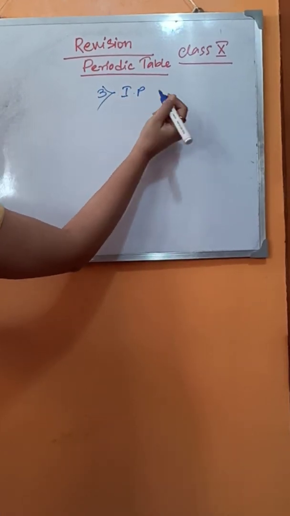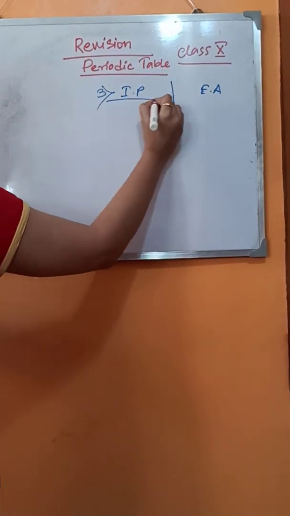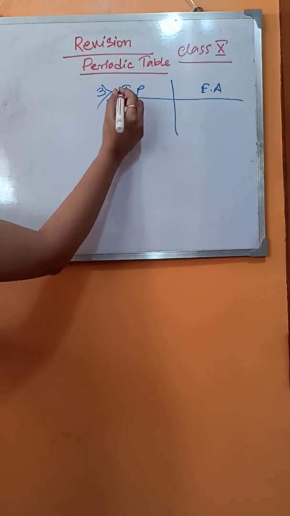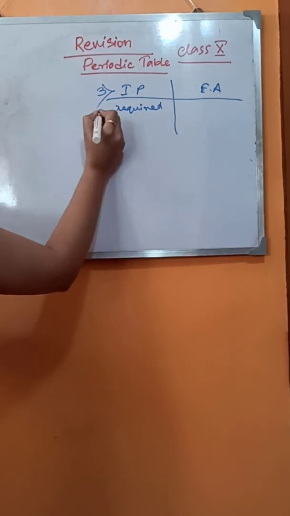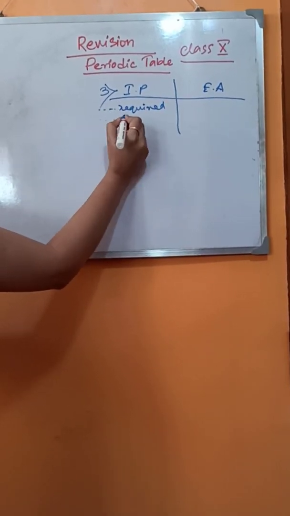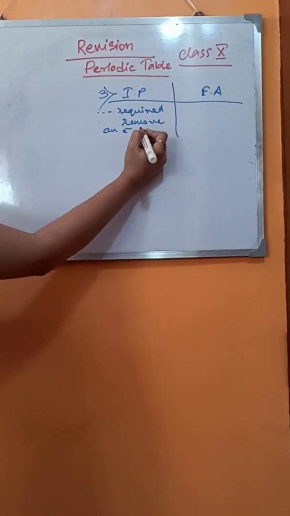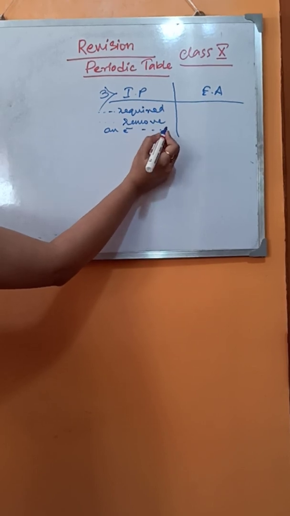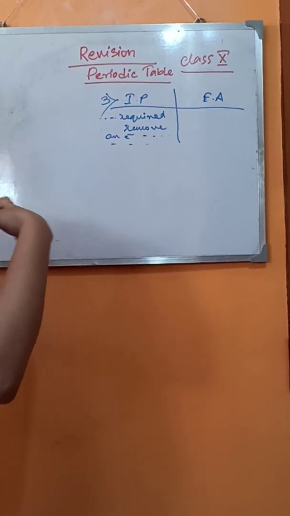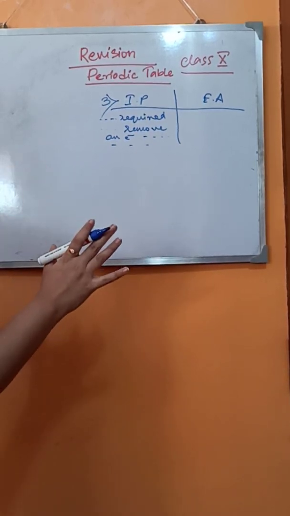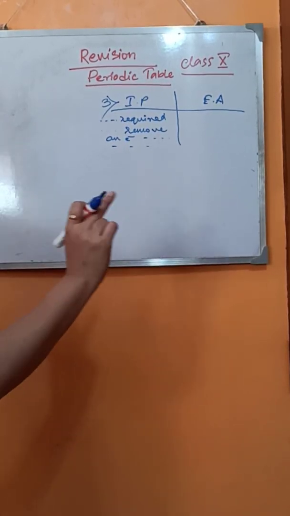Okay. Your next question is, differentiate between ionization potential and electron affinity. Differentiate means you have to write in column form. Ionization potential is the amount of energy required to remove an electron from the outermost shell of an isolated gaseous atom. Amount of energy required to remove an electron.